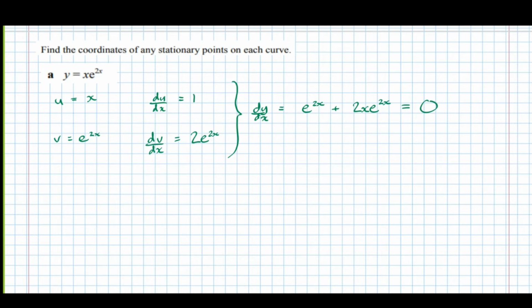So now just for you to solve that, the best thing you can do to solve something like that is factorize. So have a go at factorizing that. So I notice they've both got a factor of e to the 2x in common. That's e to the 2x times (1 plus 2x) equals 0.